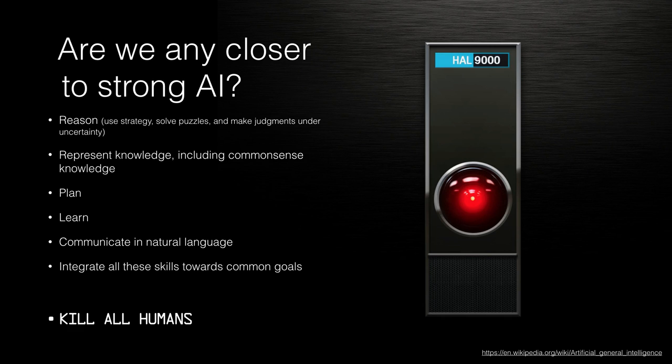Well, firstly, can we reason? Can we solve puzzles? Make judgments under uncertainty? Well, yeah, actually, we do have a decent amount of experience doing that. We've got lots of puzzle-solving things like the chess-playing AIs and AlphaGo, and neural networks are great at dealing with uncertainty. That's what they're really good at. Okay, what about representing knowledge? Well, no, not at all. It's not something we really know how to do, particularly common sense knowledge. Computers are still awful at common sense.